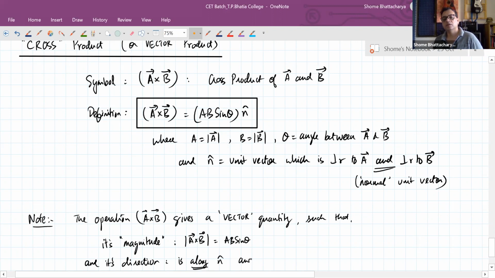And therefore it is perpendicular to the plane of vectors A and B. So make a note of this point first.